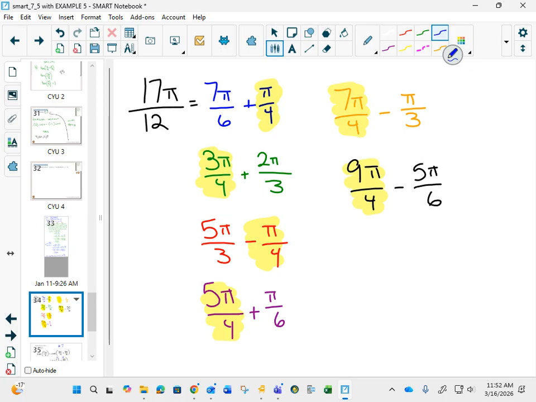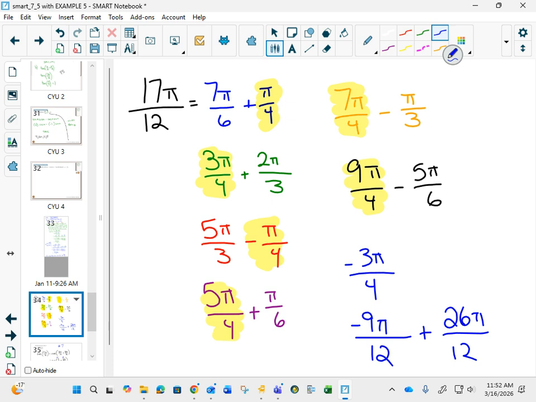Negative 3 pi over 4? Negative 3 pi over 4. If I started with negative 3 pi over 4, would you agree that that's going to be negative 9 pi over 12? I would have to add what to get to 17? I'd have to add 9 to get to 0, right? And another 17 to get to 17. Does it make sense that I would have to add 26 pi over 12 to get to 17?